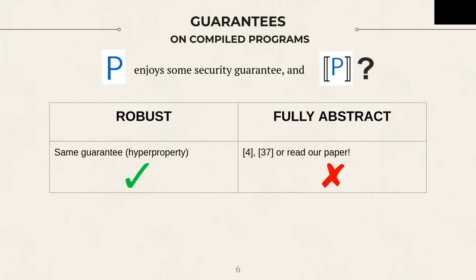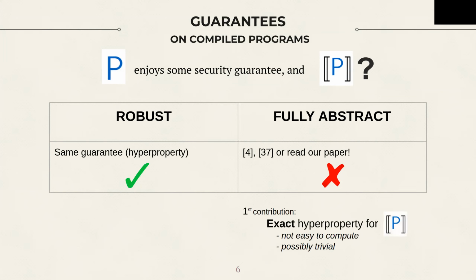Then what can we say about fully abstract compilers? Our first contribution consists in showing what is the exact hyperproperty that is robustly satisfied by P compiled when the compiler is fully abstract. However, we argue that such a hyperproperty is not at all easy to compute and can sometimes be trivial, for example, when the source hyperproperty is not preserved by the compiler.